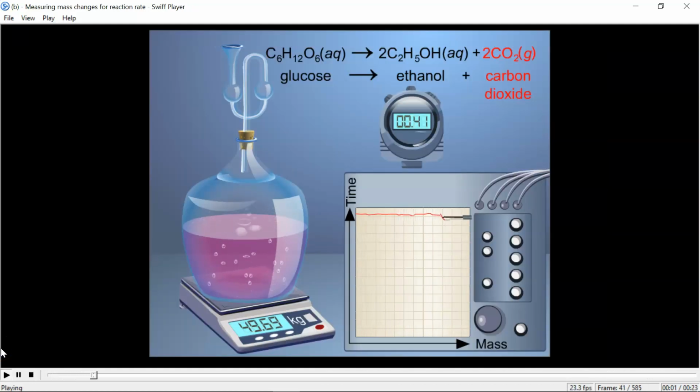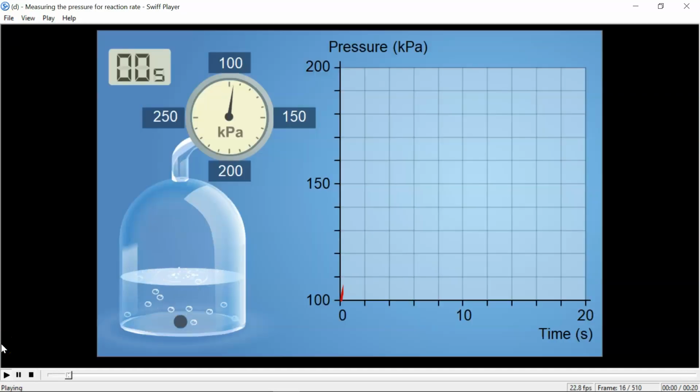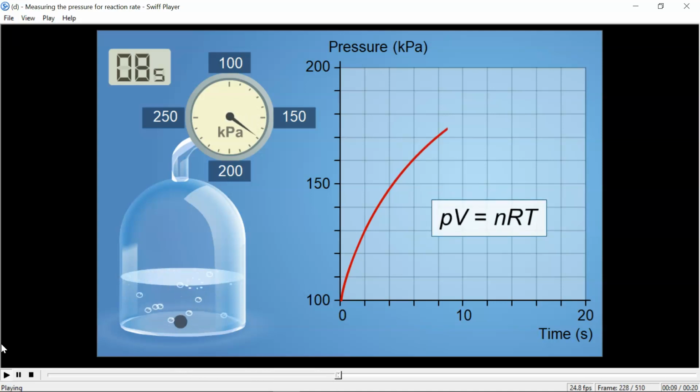When one of the reaction products is a gas that escapes from the reaction mixture, the reaction rate can be studied by weighing the reaction mixture and observing how its mass changes with time. For example, the rate of glucose fermentation can be studied by this method, since a reaction product is gaseous carbon dioxide. Since the amount of gas n is related to its pressure P by the equation PV equals nRT, measuring the pressure of gas evolved in the reaction at constant volume V and constant temperature T allows determination of the reaction rate.